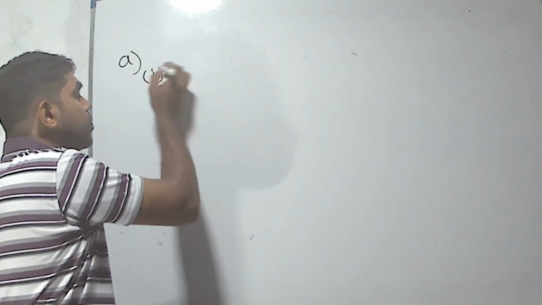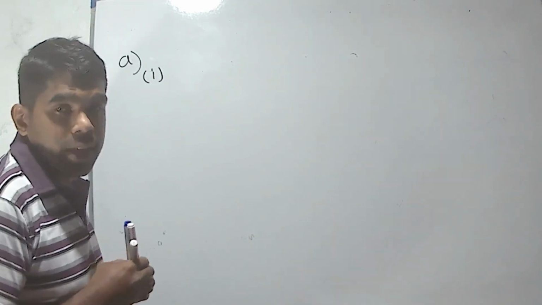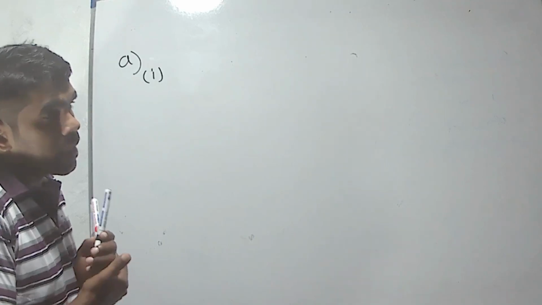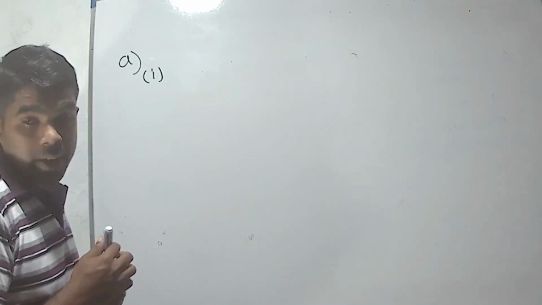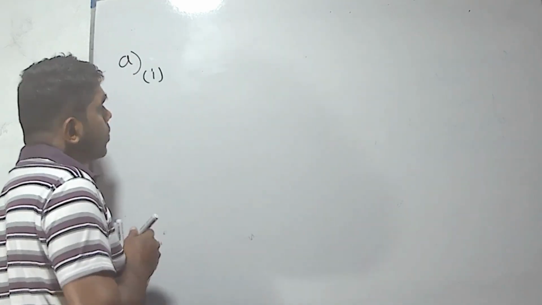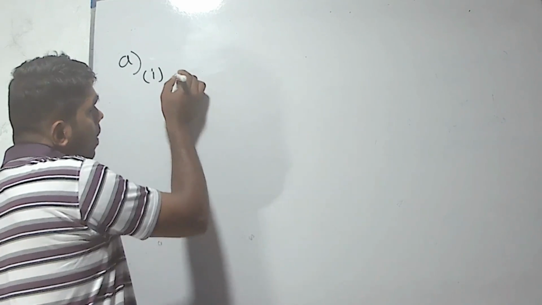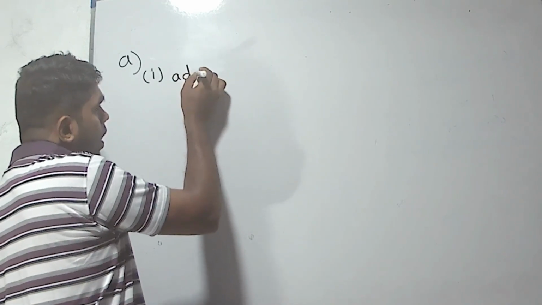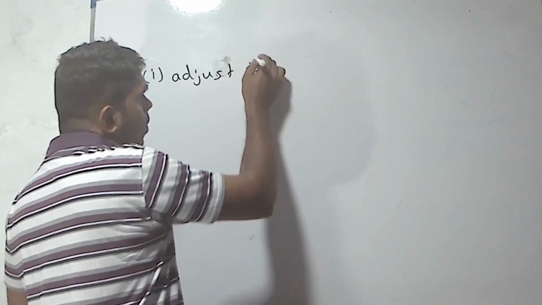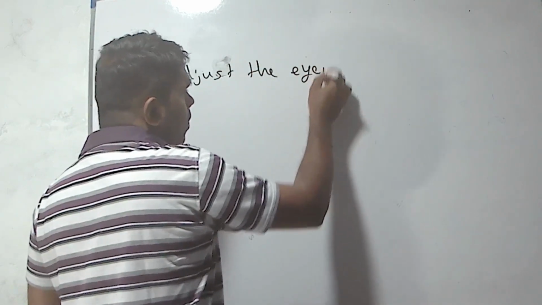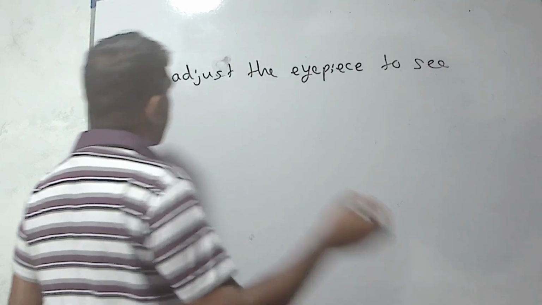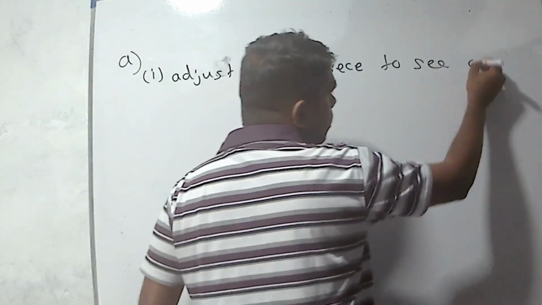we have to adjust the eyepiece length such that we can see the crosswires clearly. Then the adjustment related to eyepiece length that we have to write is: adjust the eyepiece to see crosswires clearly.